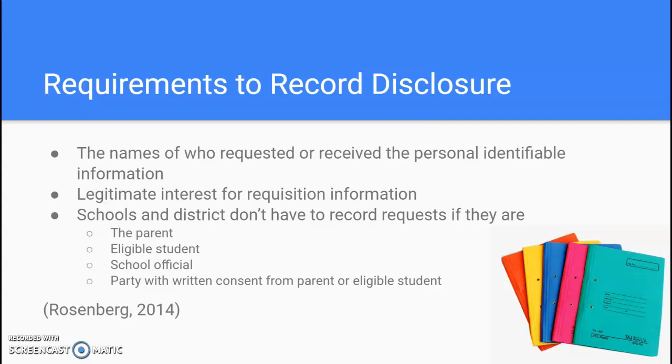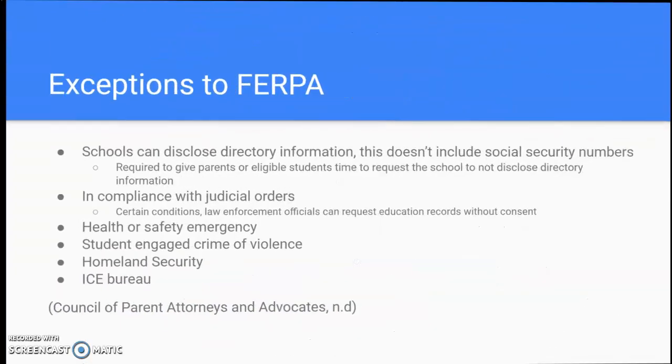However, schools and districts do not have to record any requests if they are from the parent, the eligible student, any school official, or any party that already has written consent from the parent or eligible student.